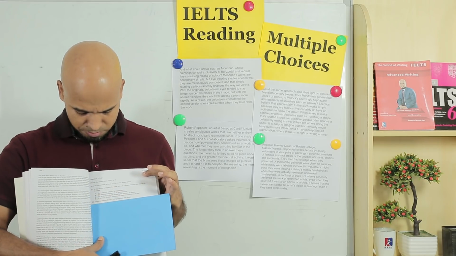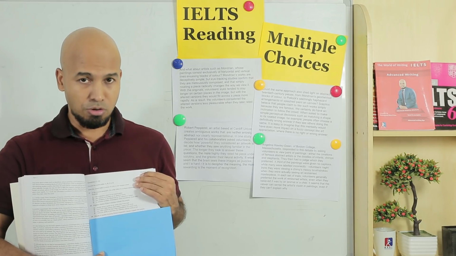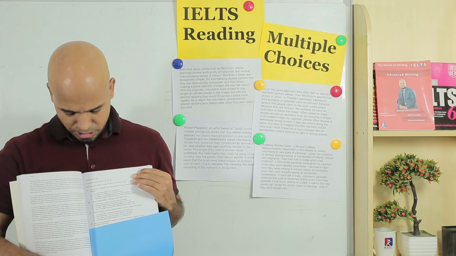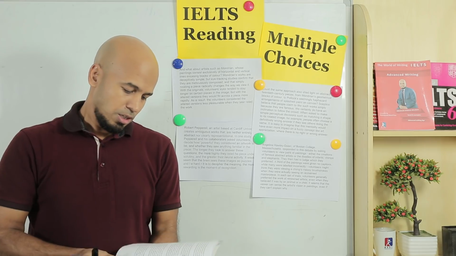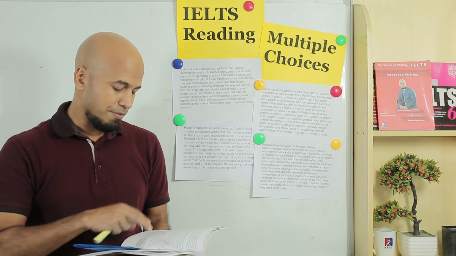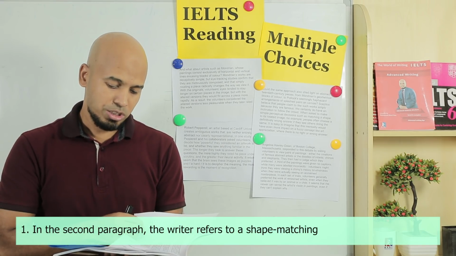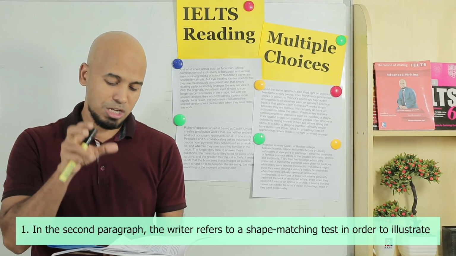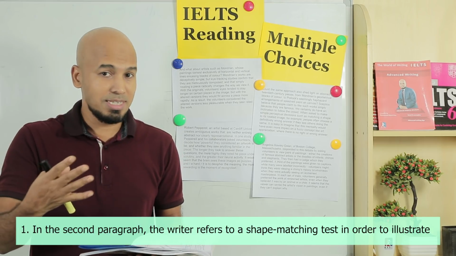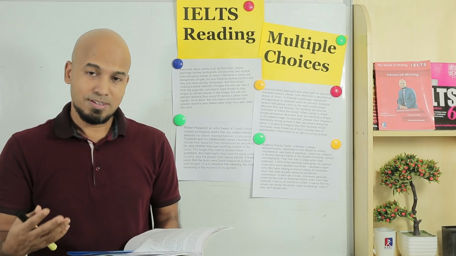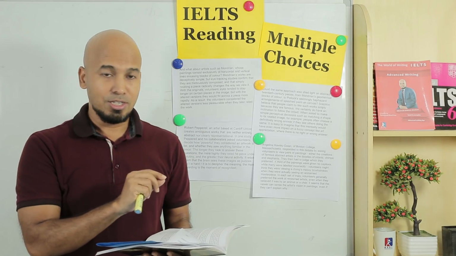Each time we cover the four alternatives. Each time you read the question, you cover the four alternatives, and then for question number 30, you read the question and cover the alternatives. That's the first thing. So the first one, 27, is about the second paragraph. The writer refers to a shape matching test in order to illustrate A, B, C, D. Which one? So that's our job, to read first of all and to understand.